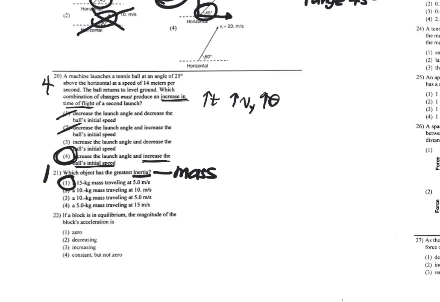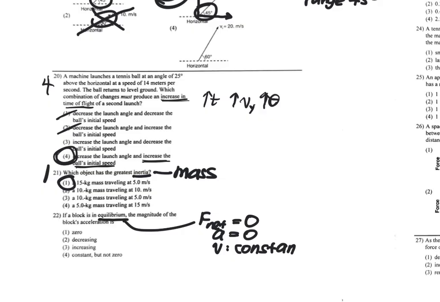All right. 22. In equilibrium. What the heck does that mean? Well, in equilibrium means you have no net force. It says F net equals ma. If you have no net force, you have no acceleration. And if you are not accelerating, that means your velocity is going to be constant.